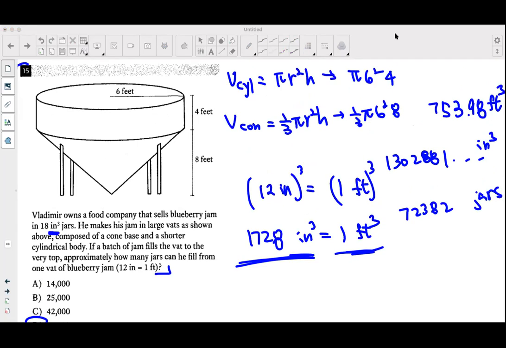All right, let's move on to the next question. Number 16. 16 and then 18. It's back to back in that way. All right, let's look at number 16.